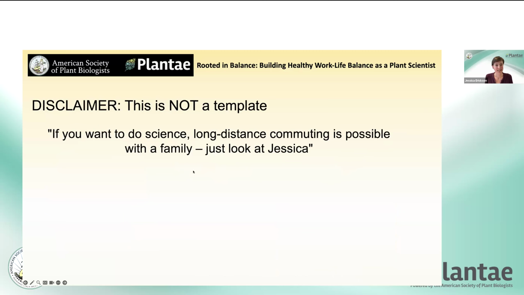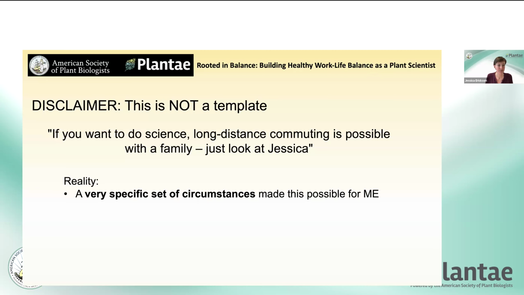So as a disclaimer, this is not a template for how we should do academia necessarily. What I really dislike is when people say, okay, if you want to do science, long distance commuting, absolutely possible. Jessica does it and she has a family. This really gets on my nerves because the reality is there are a really specific set of circumstances that have made this possible for me specifically.